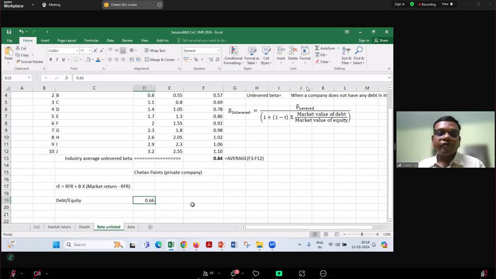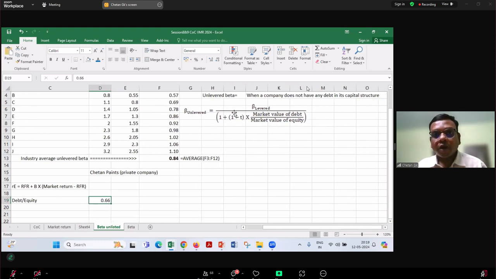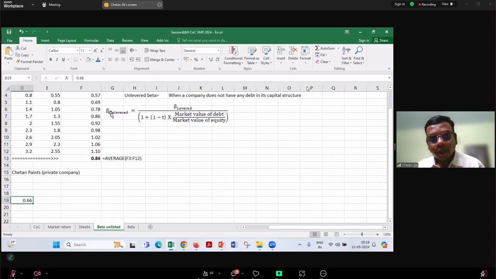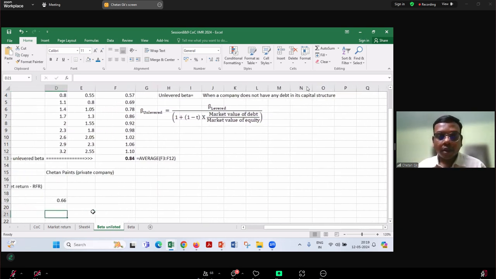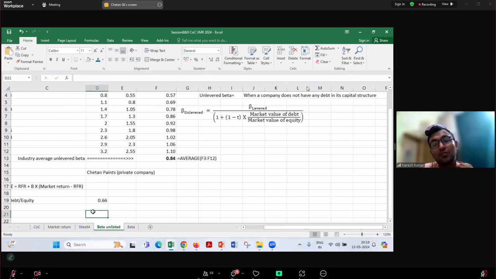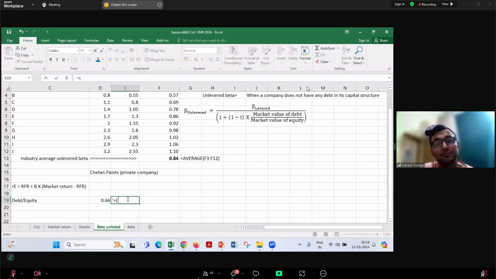So debt by equity for Chetan Paints, it is 0.66. Okay. So now, what I should do now is, I have to compute the beta of my stock. So mine is a levered beta. So I have to unlever it now. Okay. How to unlever the beta? So unlevered beta is equal to how to compute that? Just a second. You will know that this is a levered beta.